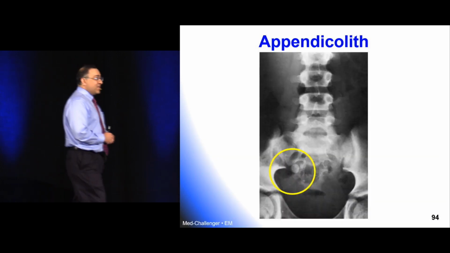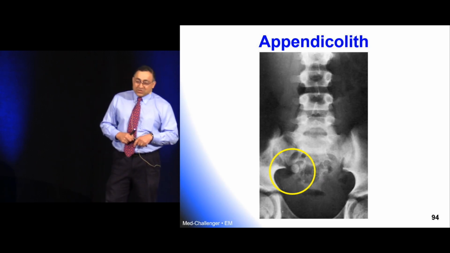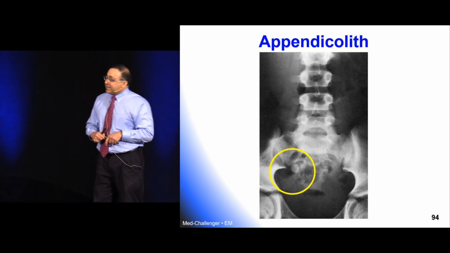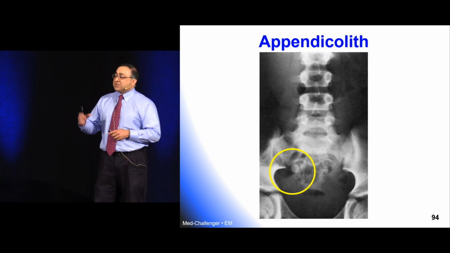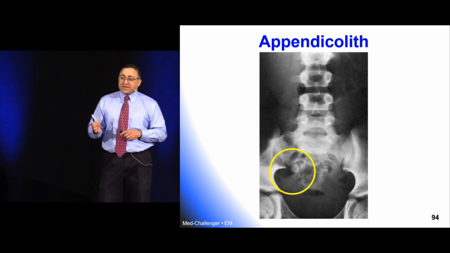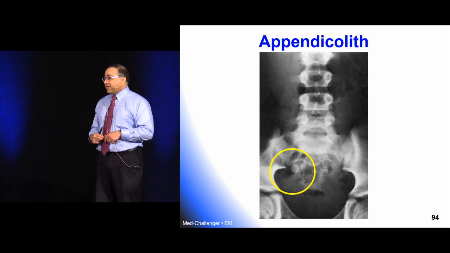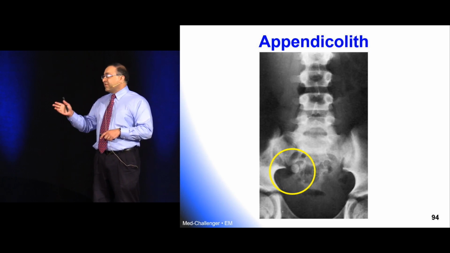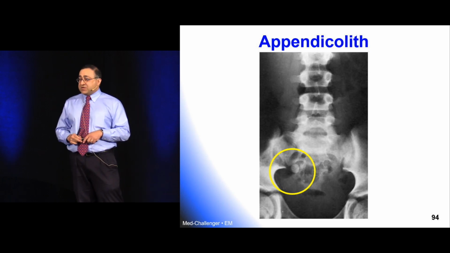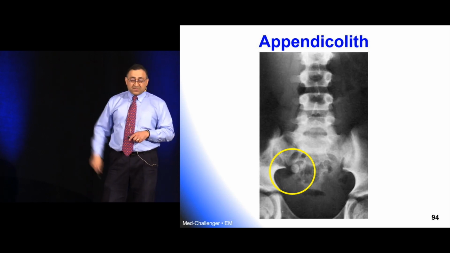All right. So if they give you a plain film that shows an appendicolith, consider it a gift. If you've got abdominal pain plus an appendicolith, it's very highly predictive that they do have a hot appy. But appendicoliths are relatively rare. They say maybe about 5% of patients with an appy will have an appendicolith, so don't count on that.